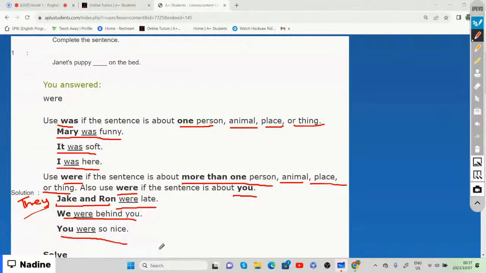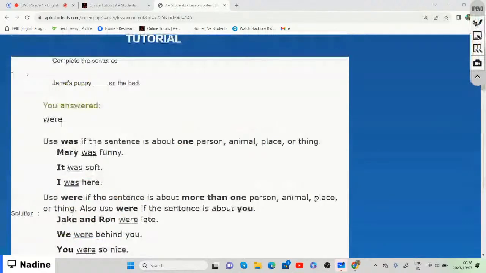So that is how we use was, and that is how we use were. We use was if we refer to one person, animal, place, or thing. And we use were if the sentence is about more than one person, animal, place, or thing. And we also use were if the sentence is about you.